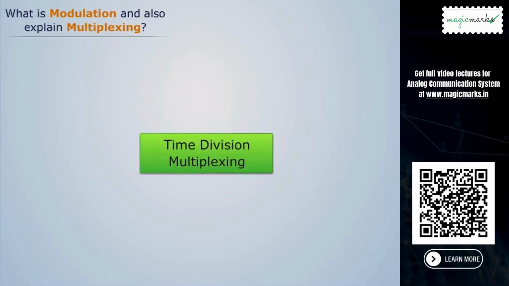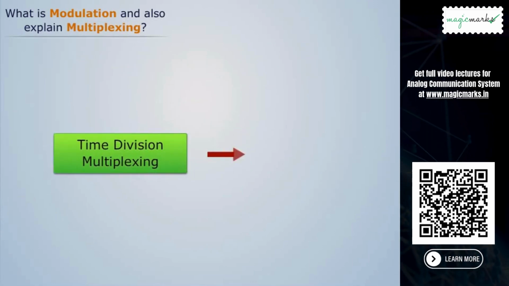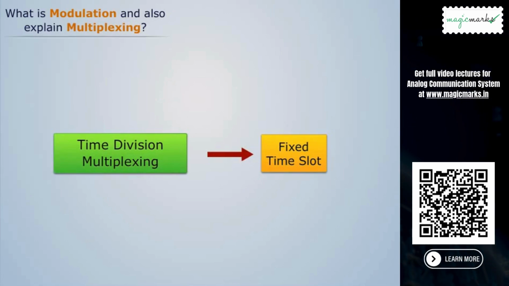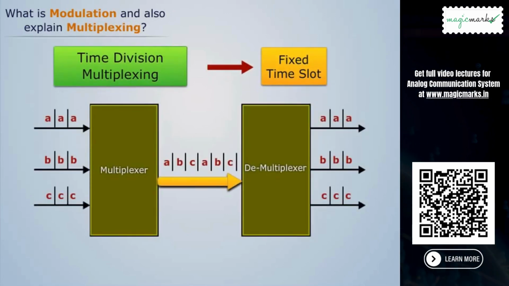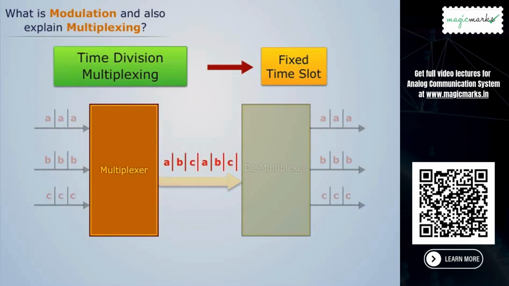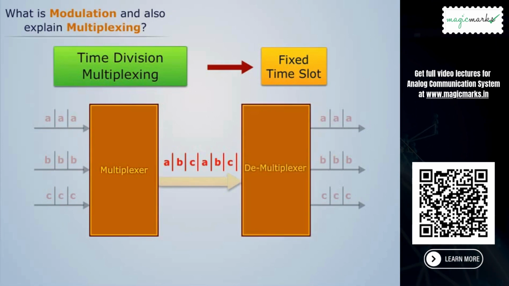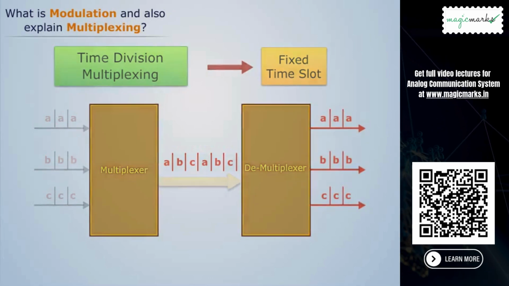In TDM, the complete channel bandwidth is allotted to one user for a fixed time slot. The low bit rate input lines are given as an input to the multiplexer from different sources named A, B, C. The high bit rate multiplexed data stream is transmitted across a single high capacity channel. At the receiver, after demultiplexing, the low bit rate output lines are available to different users.